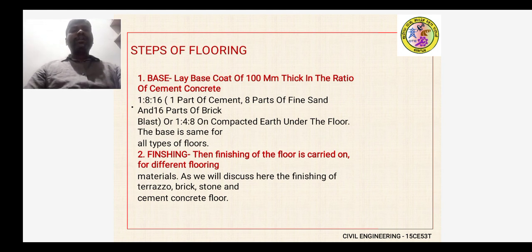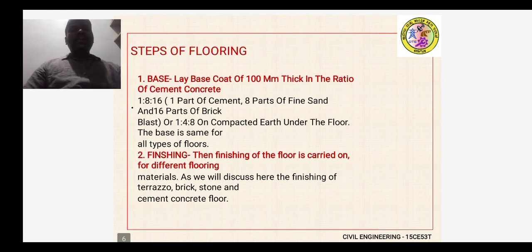Similarly, we use brick blast instead of coarse aggregate. The ratio is 1 to 8 to 16: 1 part cement, 8 parts fine sand and 16 parts brick blocks. The second one is finishing. The finishing of the floor is carried out on different flooring materials, and here we discuss the finishing of terrazzo, brick, stone and cement concrete floor.